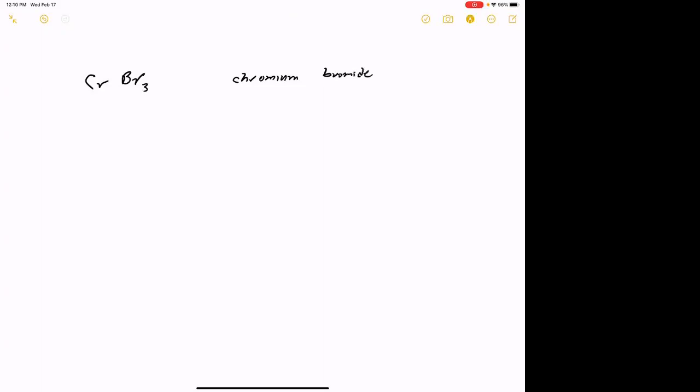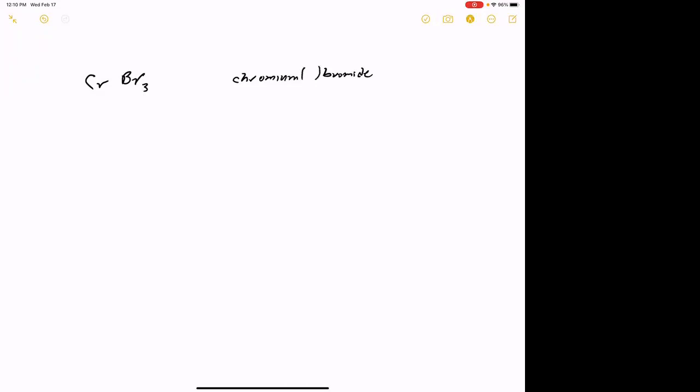The reason for that is because of where chromium lies on the periodic table. Is that a main group element or a transition metal element? Which one, guys? Transition. You got it. Beautiful. So it lies in that middle area of the periodic table. And remember that transition metal ions can take multiple charges, so in this case we have to specify in the name what the charge actually is.